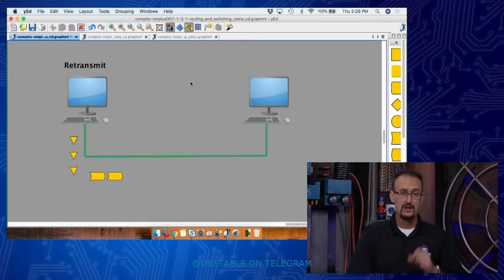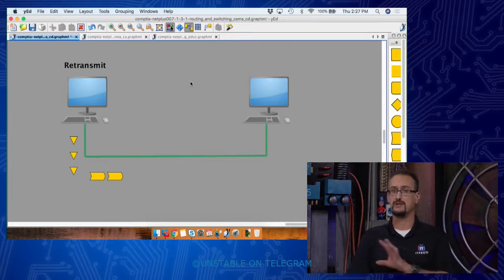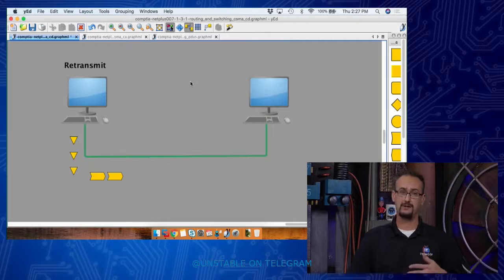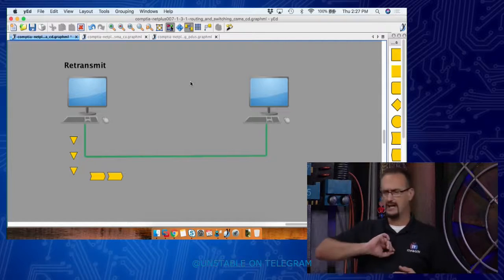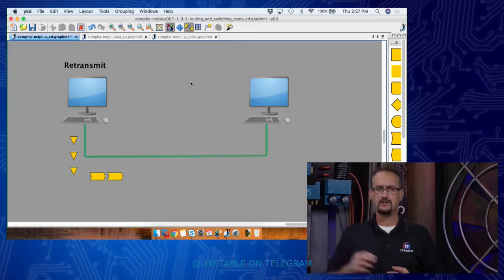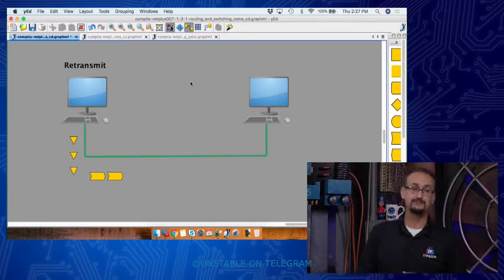So do know that. Know that this is associated with 802.3. Remember, 802.3 is the IEEE's formal standardization for the Ethernet technology, and then all of its amendments and derivatives thereafter. All right? So that's how we do it on a wired network.